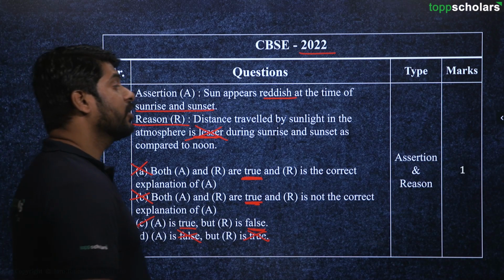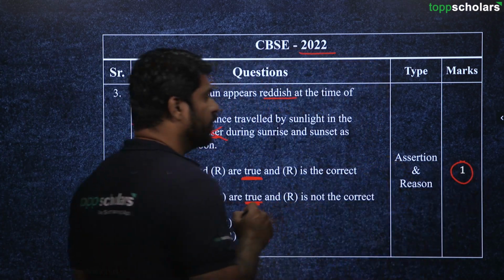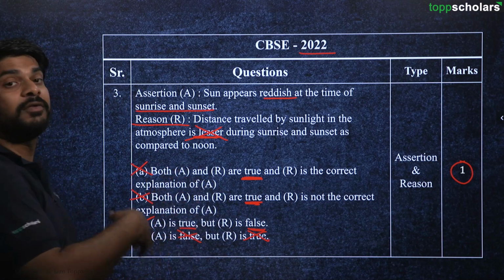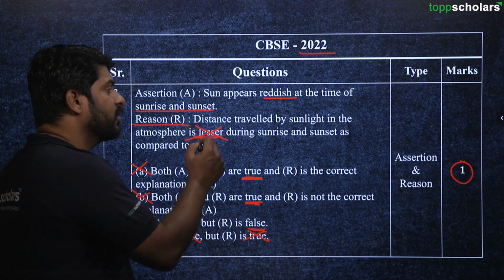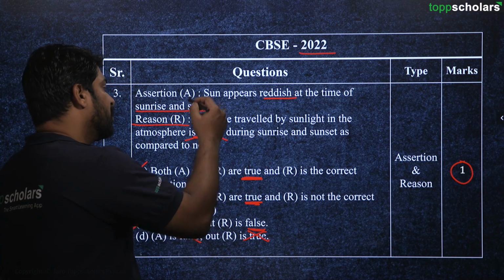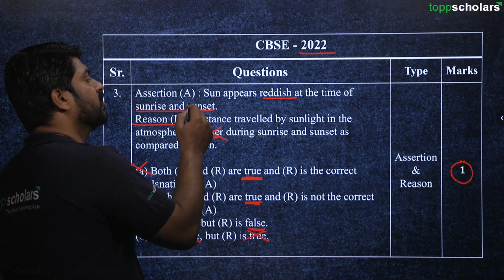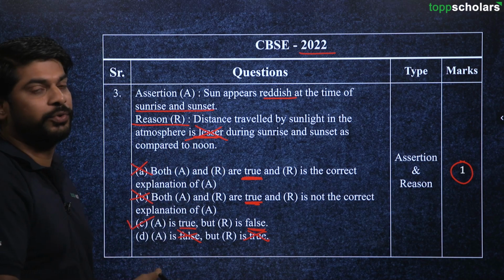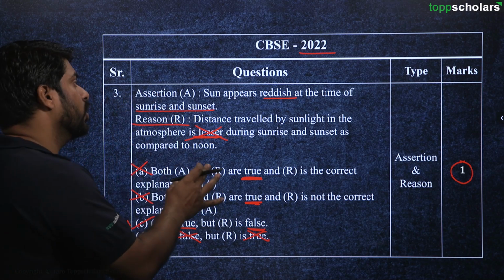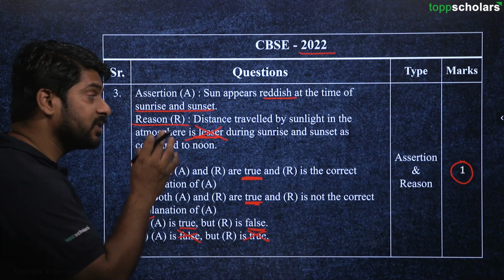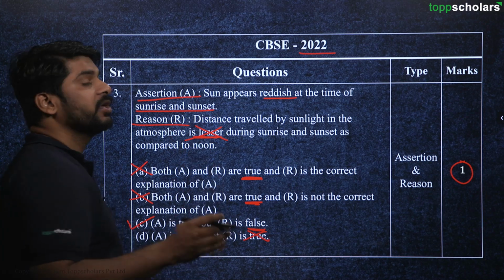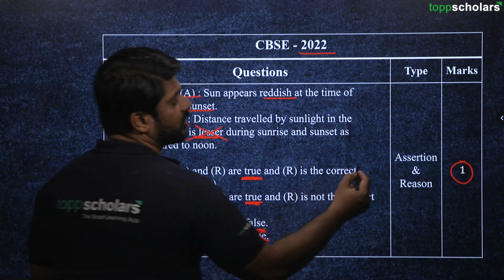This is for 1 mark. In such questions, we also have to explain what is right and what is wrong. If such a statement is given, then why this reason is not right, and whether this reason is the correct reason for this assertion or not. That is what we have to justify over here. Since this reason is not right, we have to explain why this reason is false and why it is not the actual reason for this assertion. This is what is expected in such a question.